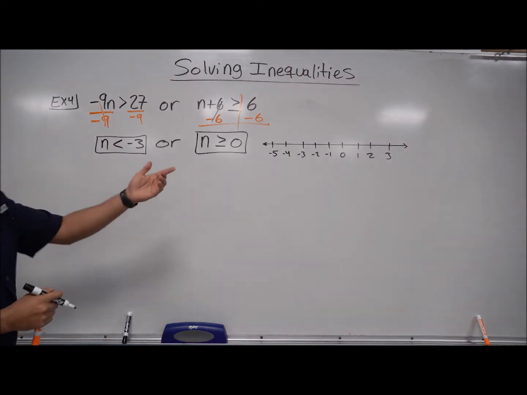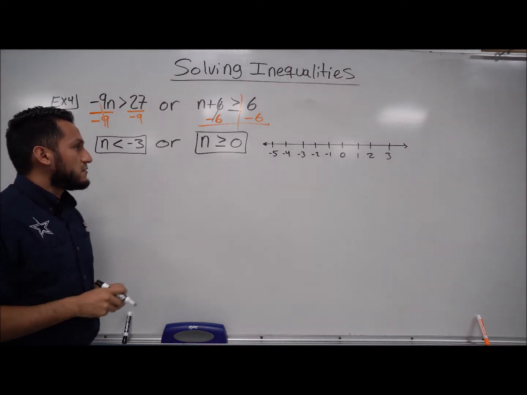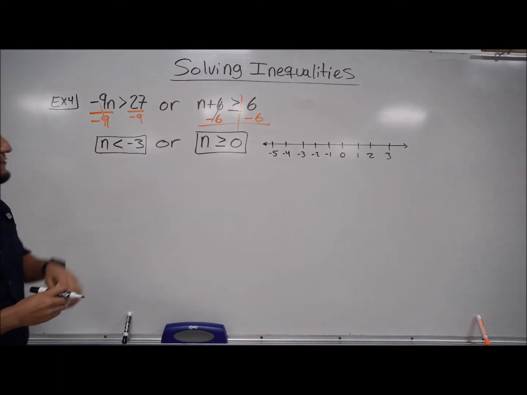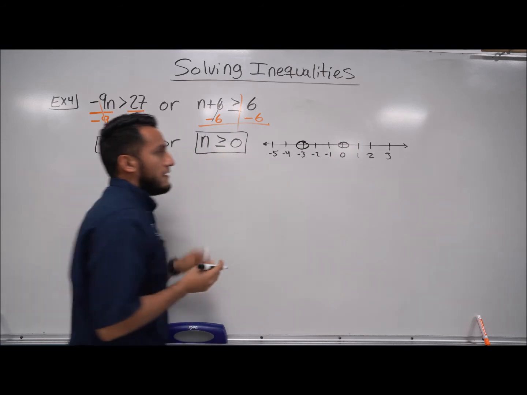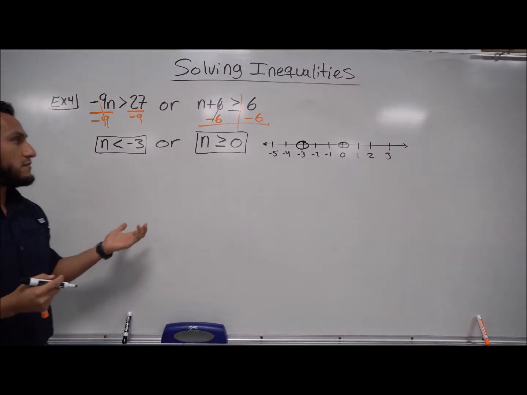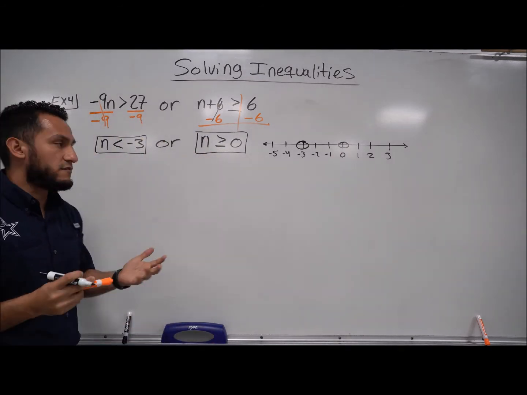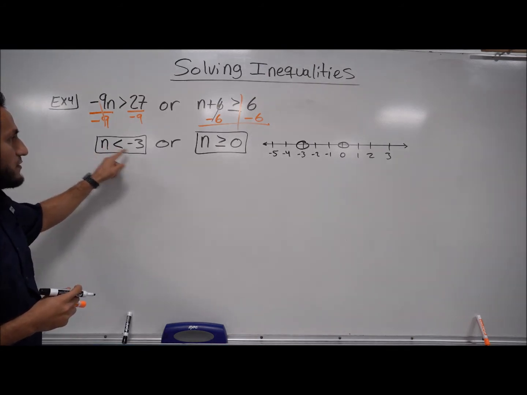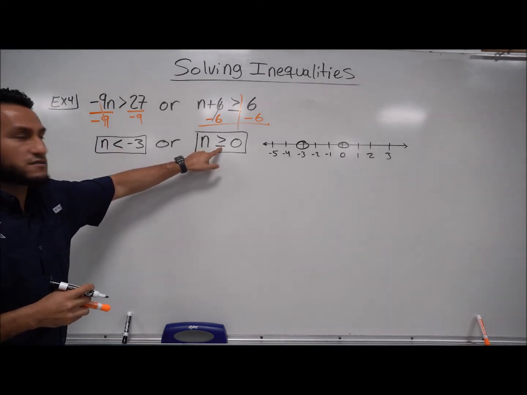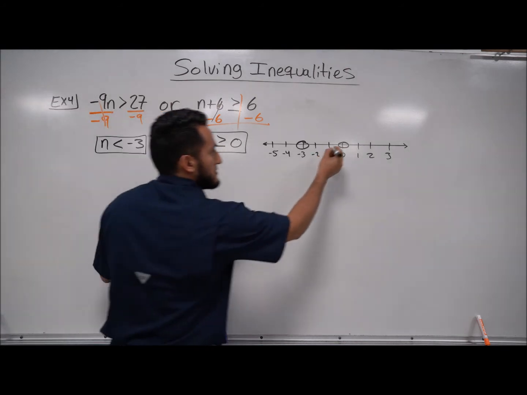Now all you have to do is just graph it on the number line. So we have n is less than negative 3, well, negative 3 and 0. You gotta circle these numbers and identify to see if any of those circles are gonna be closed. This one doesn't have an equal sign, so it's gonna stay open, but this one has an equal sign, therefore it's gonna go closed. That's the one with the 0.